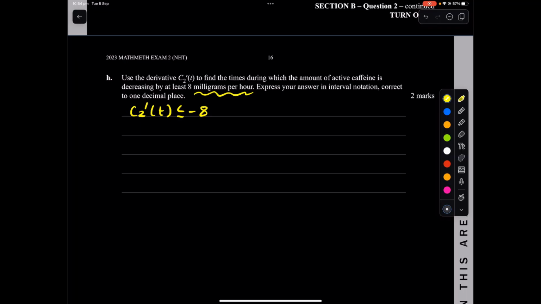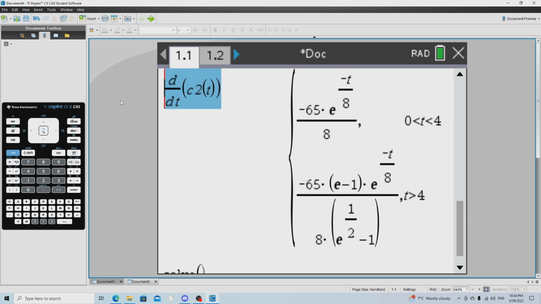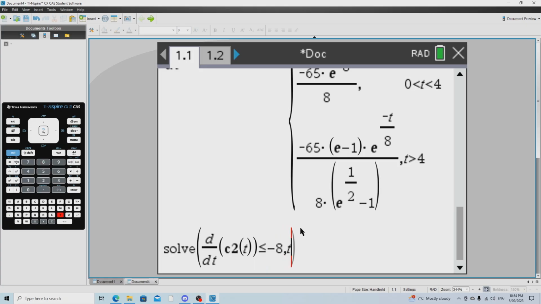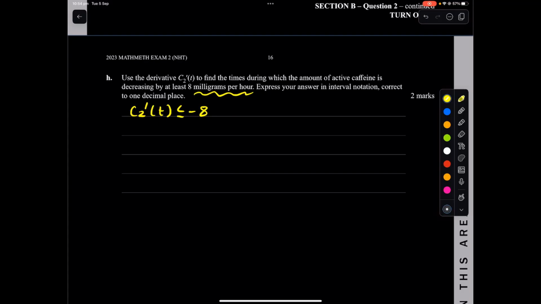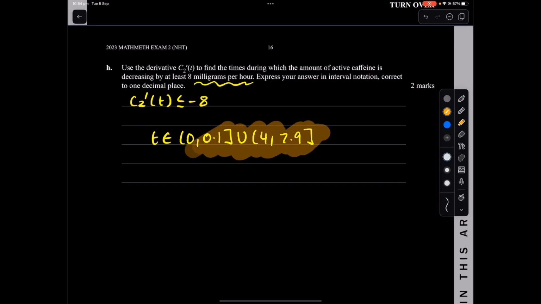And let's solve that. We can use our calculator. So we can solve this to be less or equal to negative 8, comma t, and control enter. It gives us these nice values, and that should be your answer. We want it in interval notation, so we can say that t is an element of 0 to 0.1 close bracket, union 4 to 7.9 close bracket. That's your answer. Hope that's right.